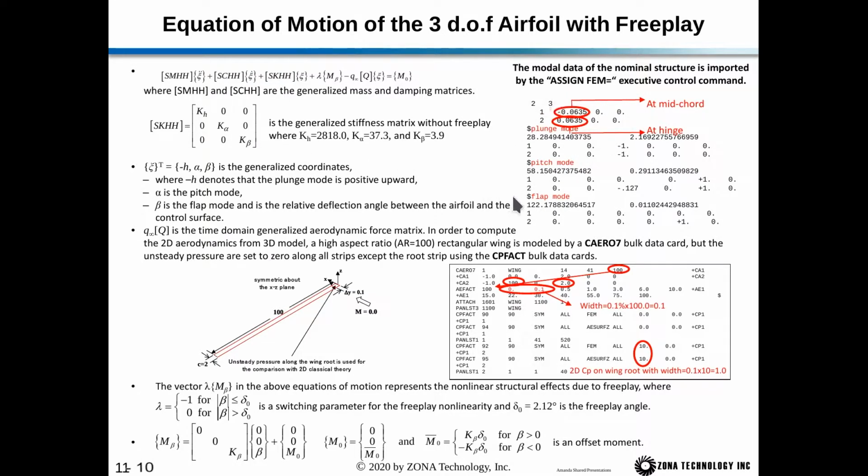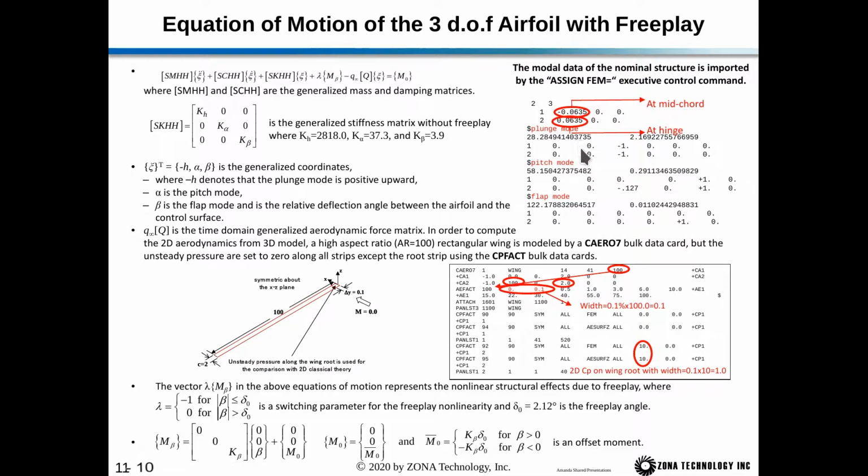This is the freeform FEM solution file that's imported into ZAERO by the ASSIGN FEM. So this gives us the mass, damping and stiffness matrices and then the eigenvectors. So this is our plunge mode, this is our pitch mode, and this is our flap mode.